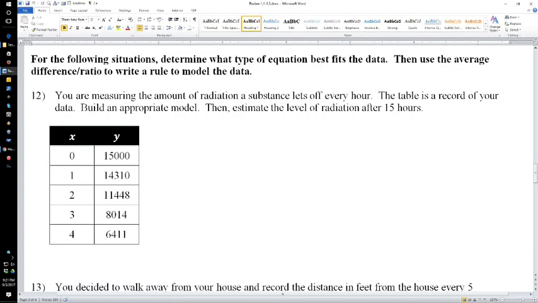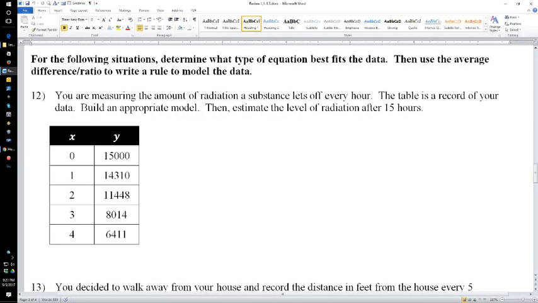All right, algebraic reasoning review, chapter 1.5. For the following situations, determine what type of equation best fits the data. Then use the average differential ratio to write a rule to model the data. You are measuring the amount of radiation a substance lets off every hour. The table is your record of data. Build an appropriate model, then estimate the level of radiation after 15 hours.